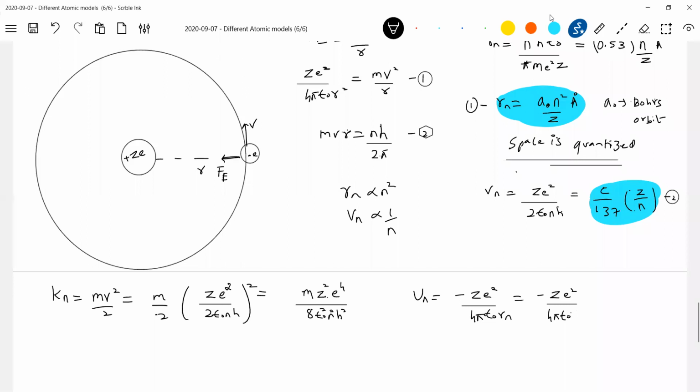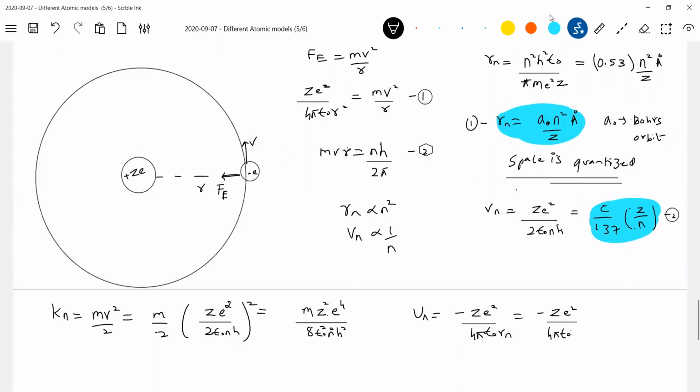Tomorrow we'll bring in matter waves in atomic structure, when we draw that energy spectrum. I'll introduce the wave nature of the electron. For the time being, first we'll focus on these things. So rn will be n square h square epsilon naught by pi m e Z square. Here 4 will be there. Look at all the quantities. In rn here, Z will not be there.